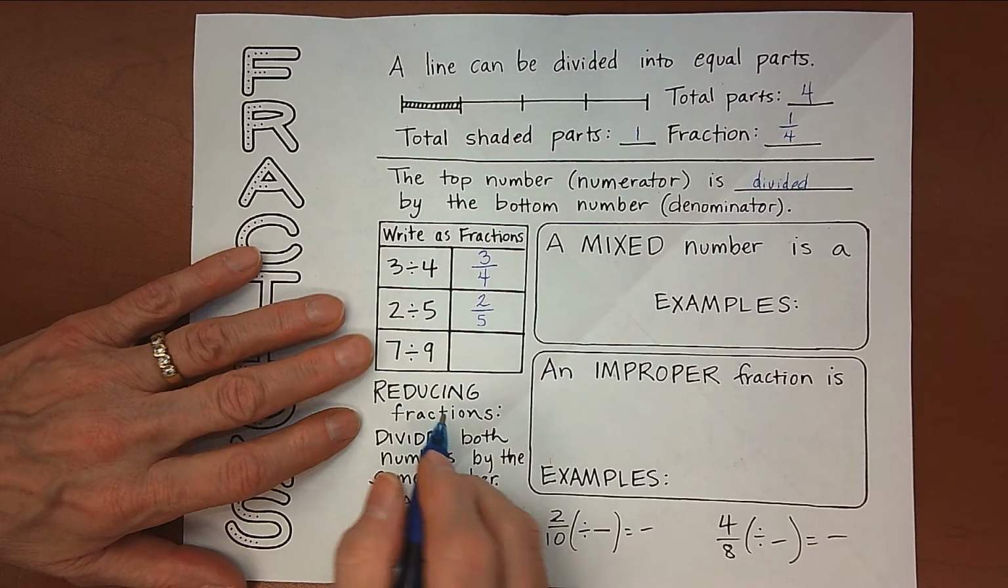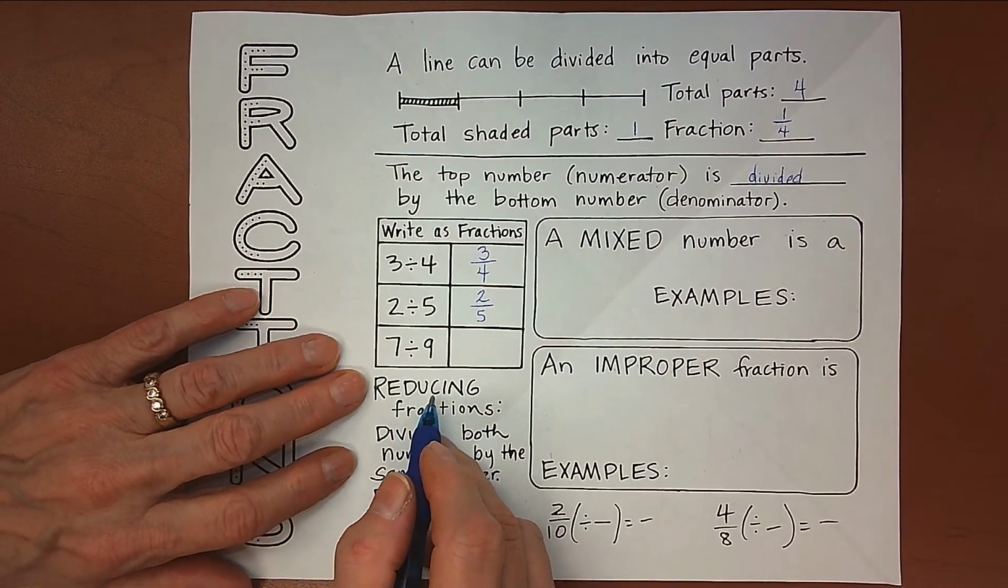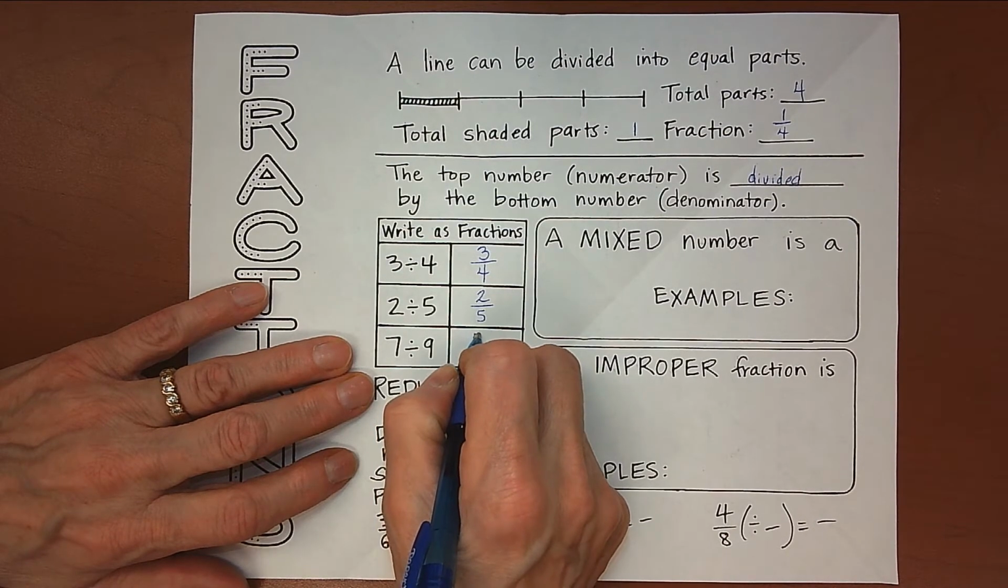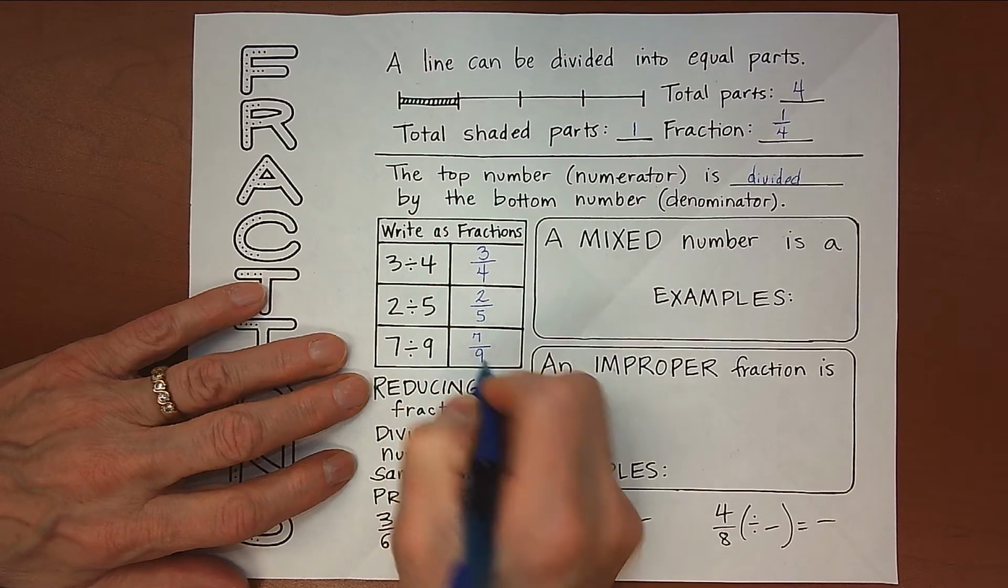Okay, I'll give you a minute. You do the next one now. Do what 7 divided by 9 would look like as a fraction. Test yourself there. And sure enough, we've got 7 divided by 9.